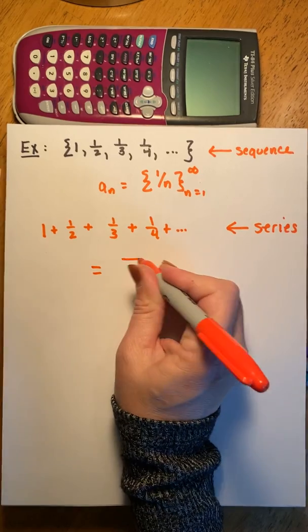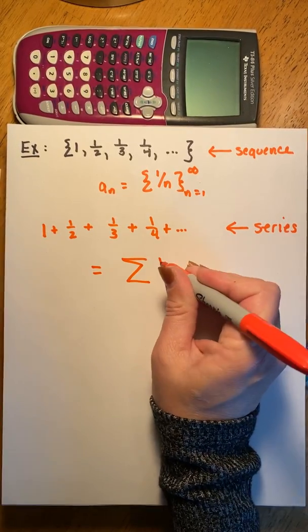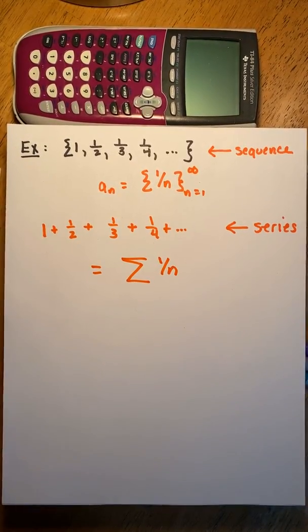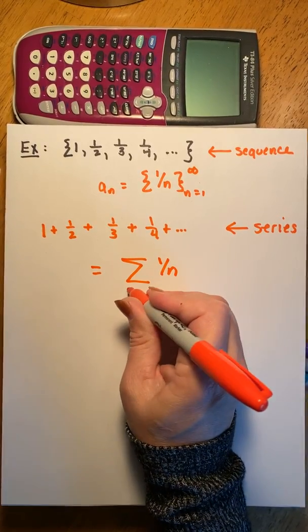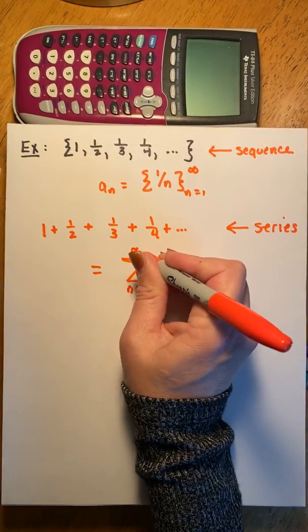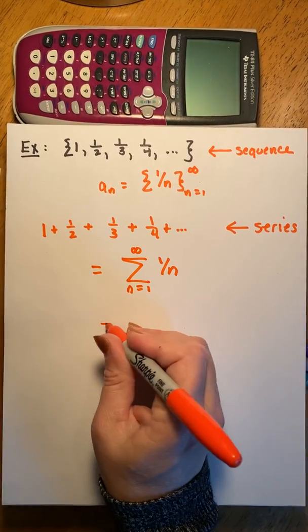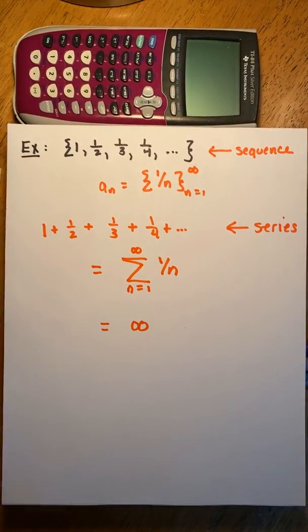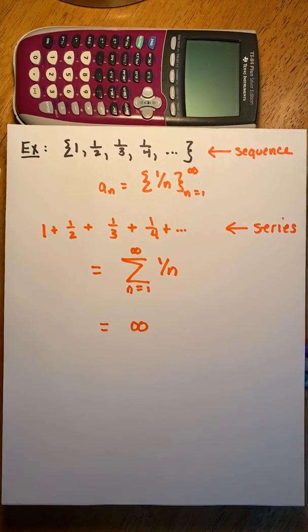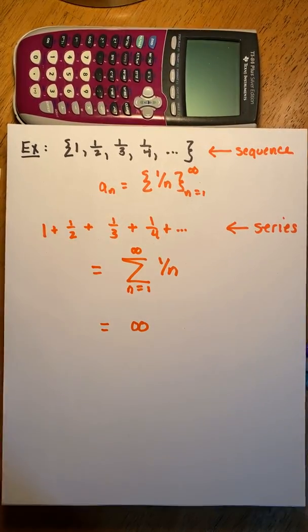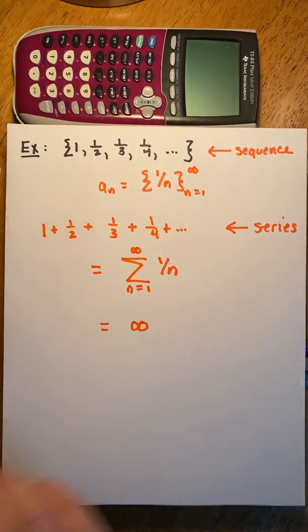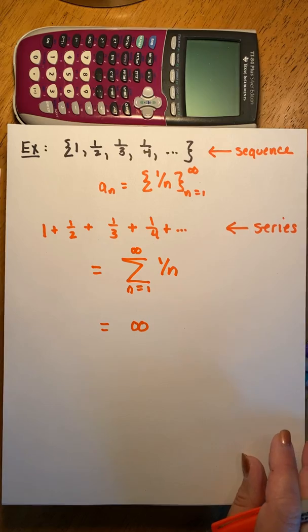The notation we would use: same notation as a sequence, although we would just throw the sigma out front, indicating that we're adding all these terms up. And this actually is infinite. So just by slightly altering the terms of the sequence, it still looks like we're adding tiny quantities each time, but they're not small enough. In fact, when we add these up forever, it will equal infinity.